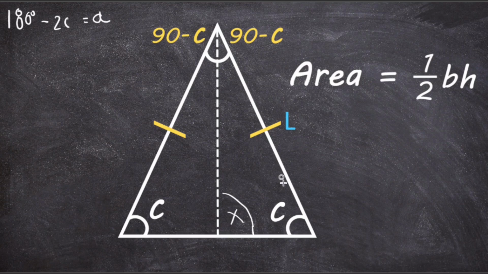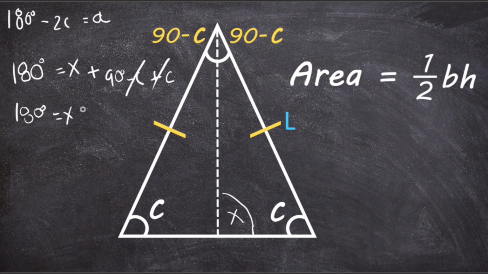We know that the sum of all three angles must be 180 degrees. So 180 degrees equals X plus 90 minus C plus C. Well, minus C and plus C cancel, and that just leaves 180 degrees equals X plus 90. We subtract 90 from both sides, that leaves X on its own. So we get 180 degrees minus 90 degrees equals X.